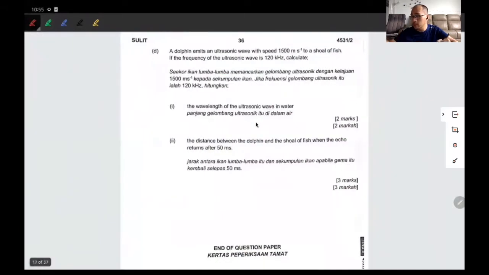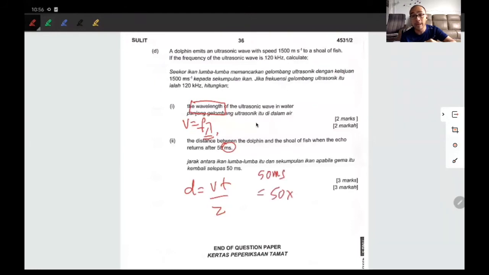So this question, use v equals f lambda to determine the wavelength. You want to find the wavelength. And then after that, you use d equals vt over 2. But don't forget the millisecond. So 50 milliseconds is equal to 50 times 10 to the power of -3 seconds. So make sure you change it to seconds whenever you use this formula.